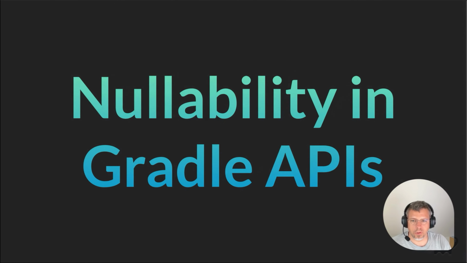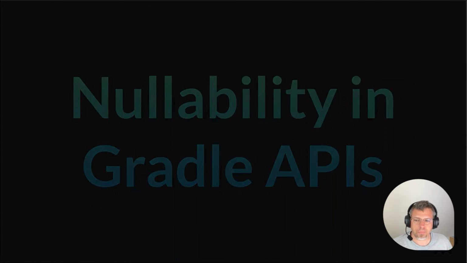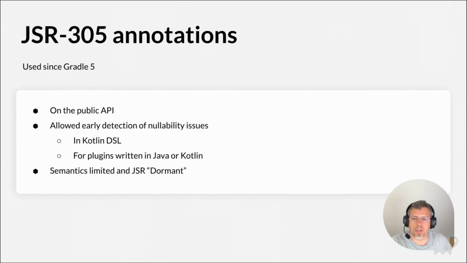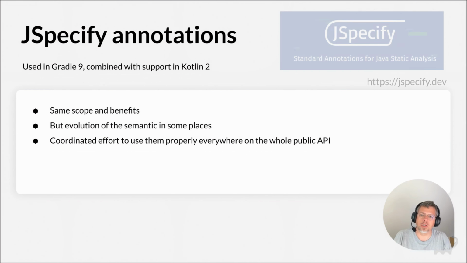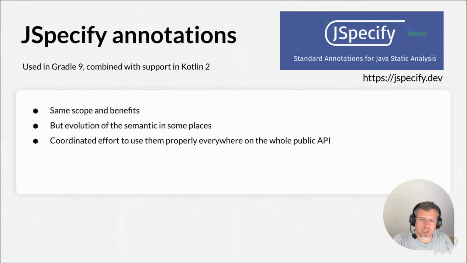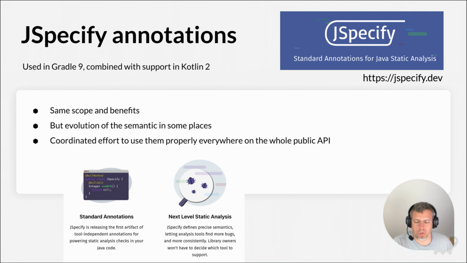Gradle 9 comes with changes around the way we handle nullability in the Gradle APIs. Since Gradle 5, we've been using JSR 305 annotations on the public API to allow early detection of nullability issues, both in the Kotlin DSL and for plugins written in Java or Kotlin. The semantics were limited, we had corner cases, and also the JSR has been dormant for a while. With Gradle 9, we're adopting JSpecify annotations, which give us better semantics. They have the same scope and benefits, but those extra cases are effectively covered.